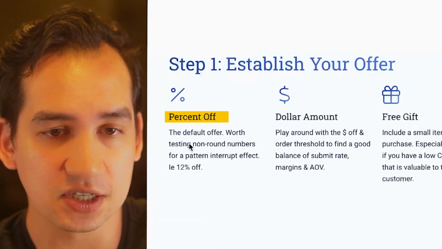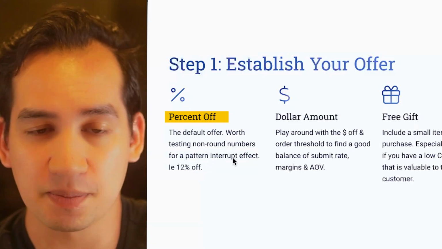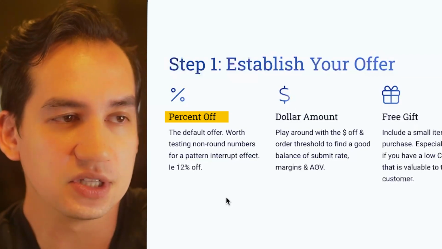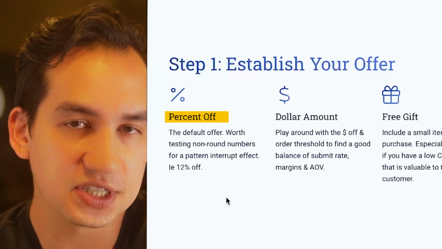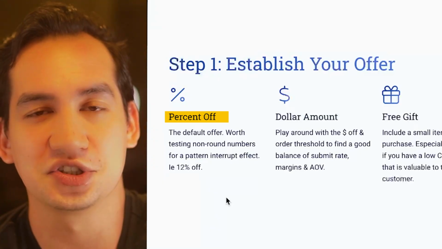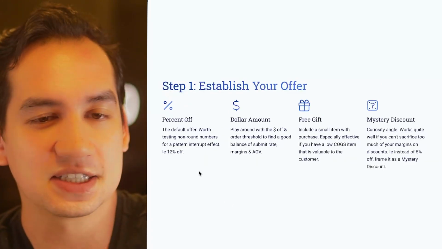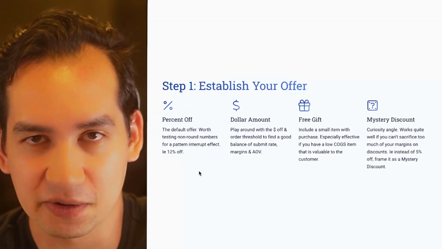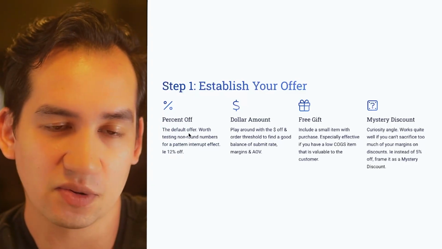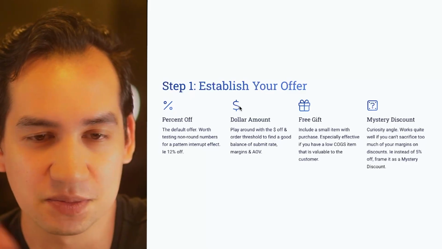It works, and it's worth testing non-round numbers, for example, for a pattern interrupt effect, like 12% off. Just because literally every brand has 10%, 15%, so customers can be a bit numb to that. They kind of just default to exiting out of it. So it's worth testing this out to pattern interrupt them, with a random number like 11% off. It doesn't always work, but it's worth a shot. You could run that as an A/B test. It's super simple to set up.